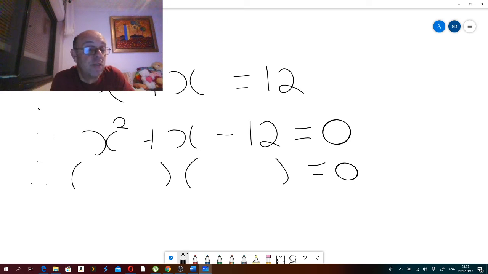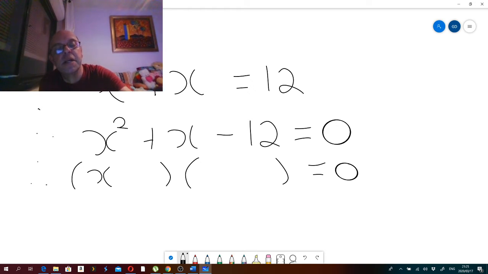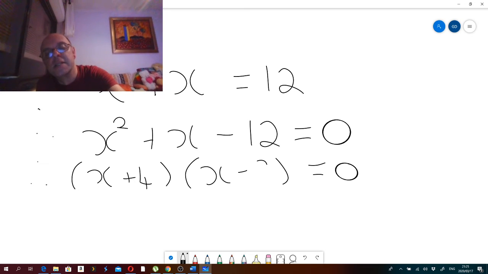Well, the answer is the factors of 12 are 4 and 3, 6 and 2, or 12 and 1. And the 4 and the 3 are going to work, because 4 minus 3 will give me a positive 1, which is what I want in the middle here. So here we will get x plus 4 and x minus 3.